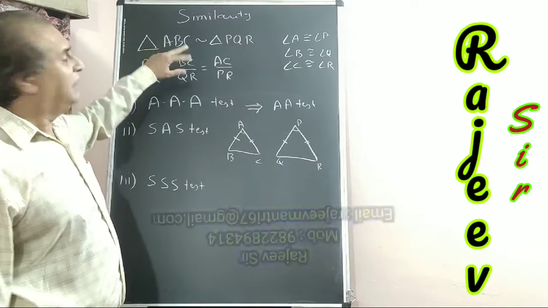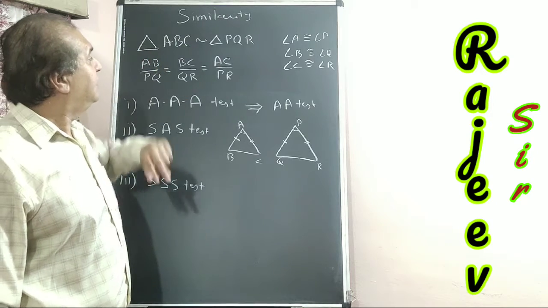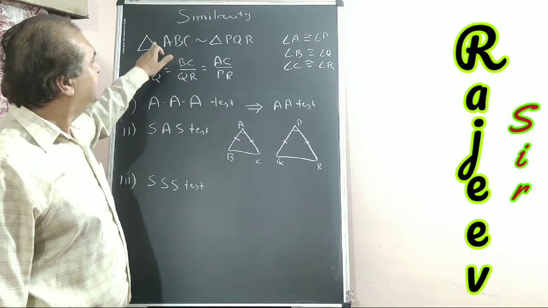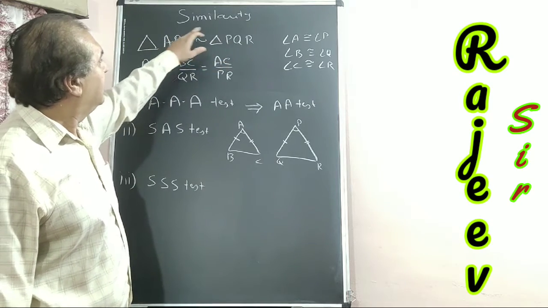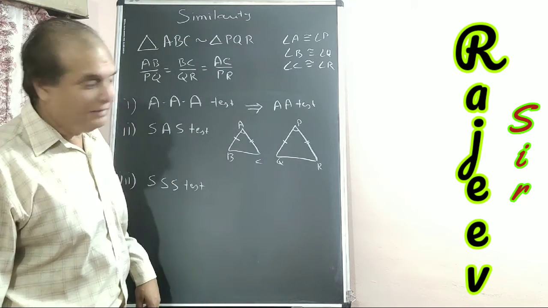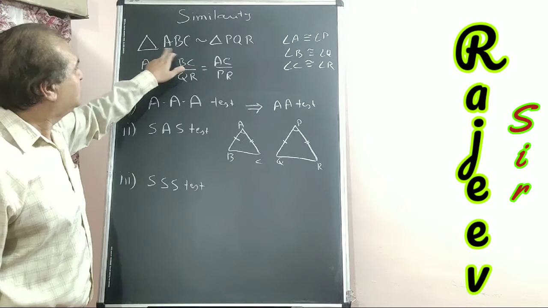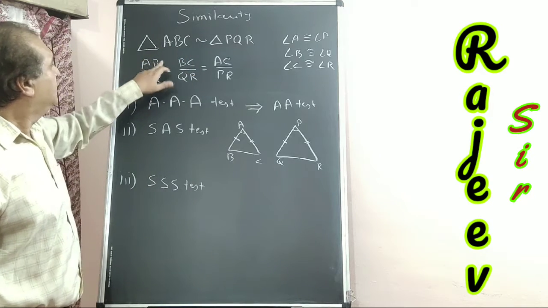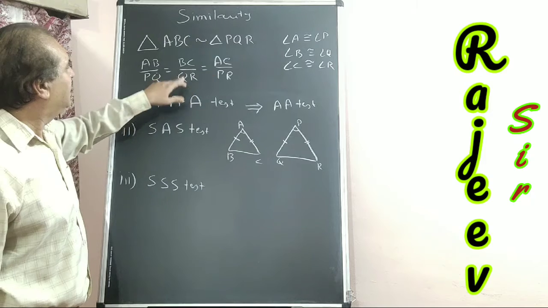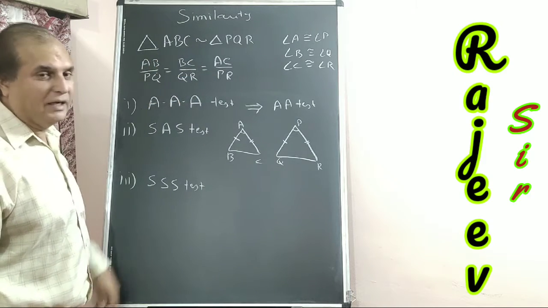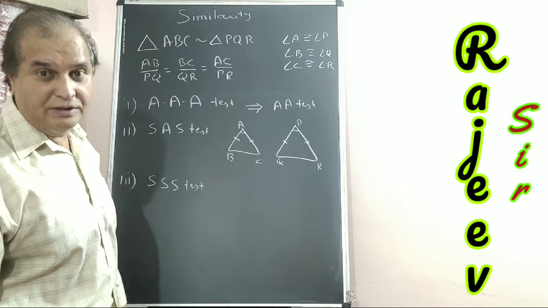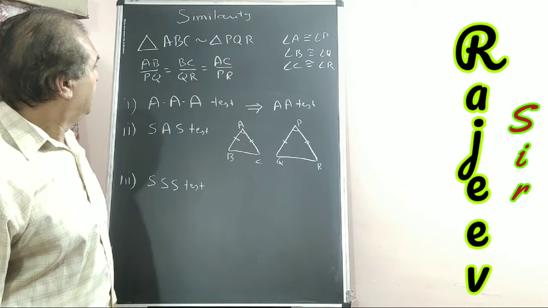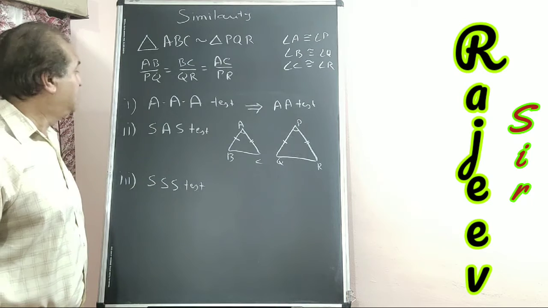If two triangles are similar, triangle ABC similar to triangle PQR, it means angle A congruent to angle P, angle B congruent to angle Q, angle C congruent to angle R. And the ratio AB upon PQ is equal to BC upon QR equal to AC upon PR. So sides are in proportion and angles are congruent. With different tests you can prove this.